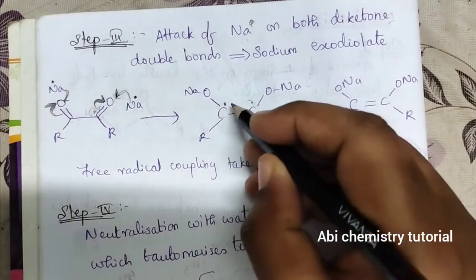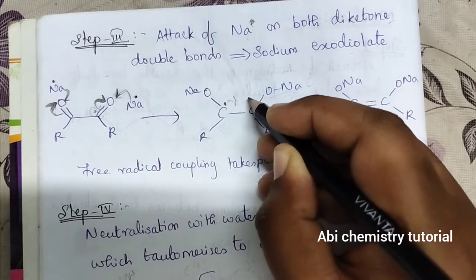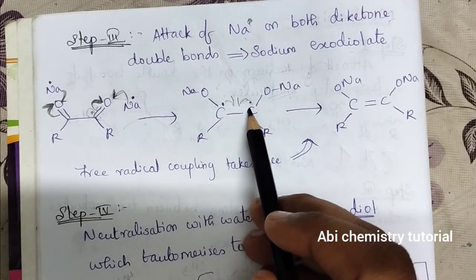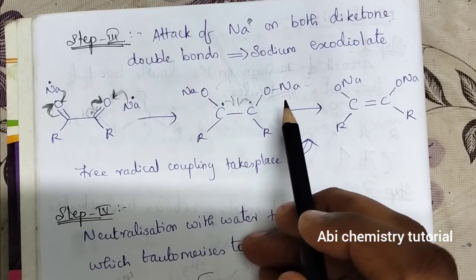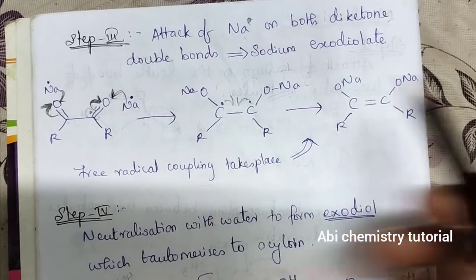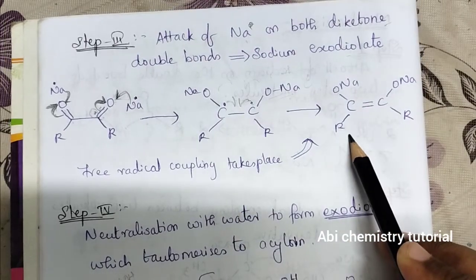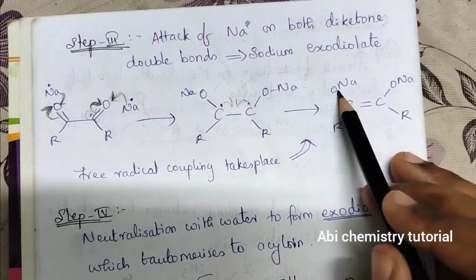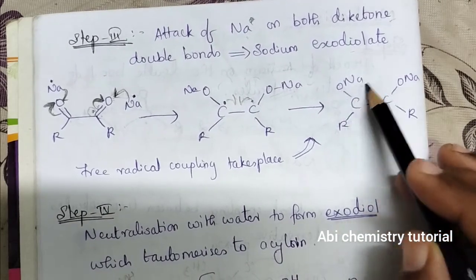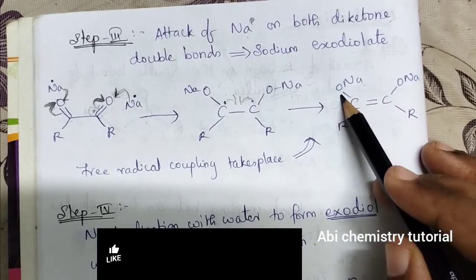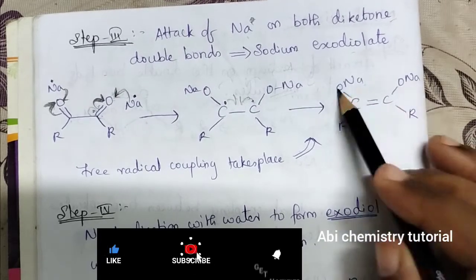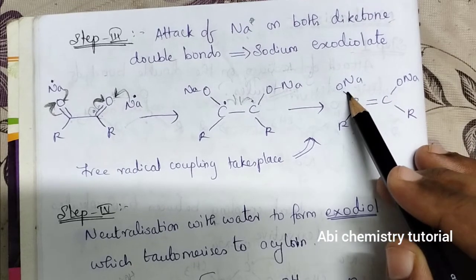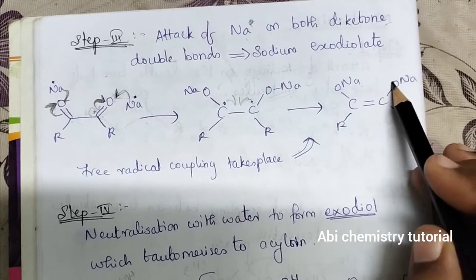So now coupling takes place. This carbon will give one electron here and this carbon will give one electron here, and a bond is formed, that is, coupling is formed. Free radical coupling takes place to form this compound. So this is called sodium hexodiolate. This is the derivative of an alcohol, right? So this is diolate, diol. Two alcoholic groups are converted into their derivative. So it is called sodium hexodiolate.